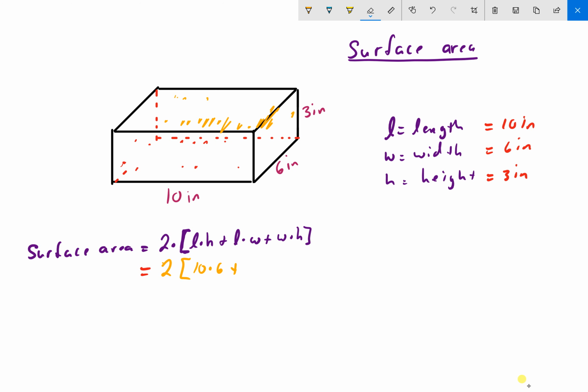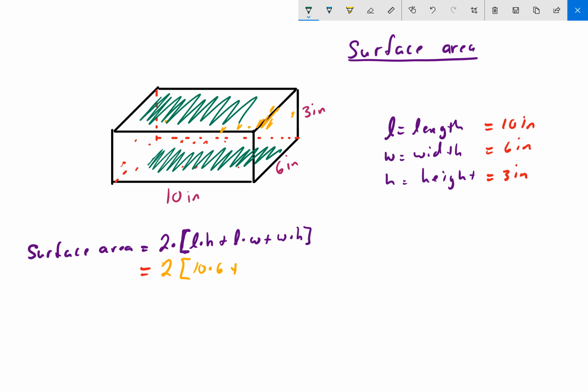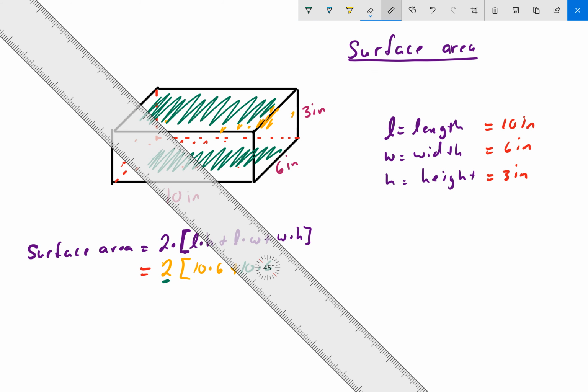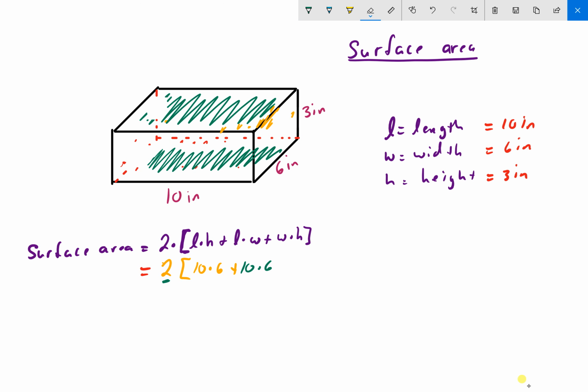Now, if I look at the length and the width, I'll try to do this in a different color. If I look at the length and the width, oh yes, that will give me the bottom of the box and the top of the box, the length and the width. Well, my length is 10 and my width is 6. So that's 10 times 6. Now, 10 times 6 gives me the bottom, but when I multiply by 2, that will give me the bottom and the top. So once again, I'm going to erase some of this.